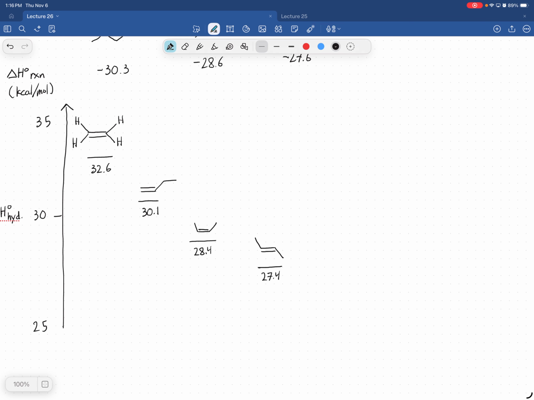All right, so you see the more substituted, and in terms of disubstituted, the trans isomer is more stable. But now we get to the even more stable tri-substituted alkene. So this would be 26.7. And lastly, you have one last one right here. So this is not drawn to scale, but 26.4 is for our tetrasubstituted alkene.